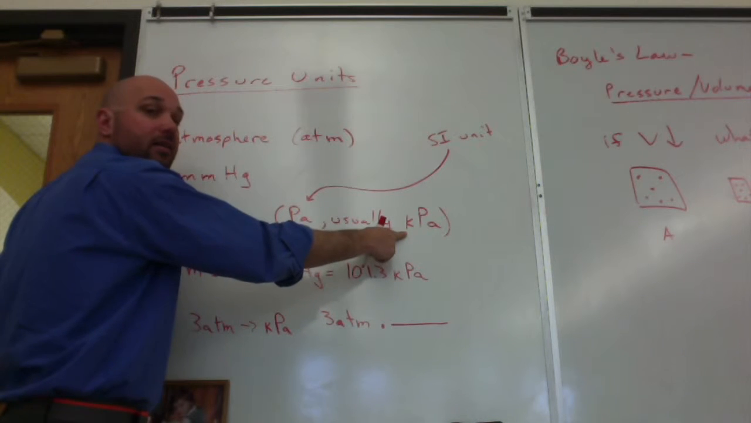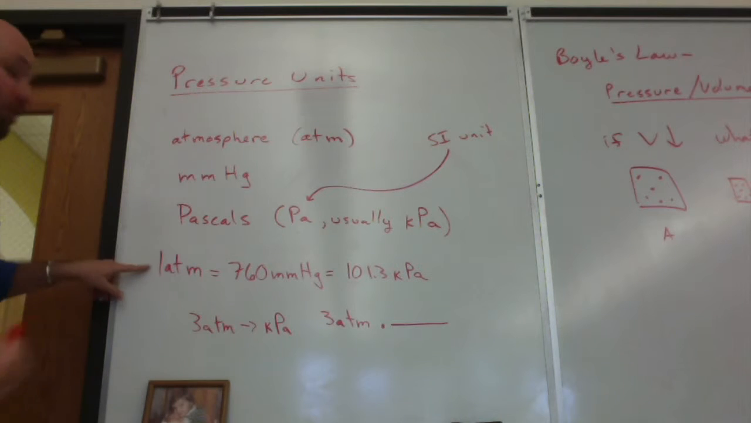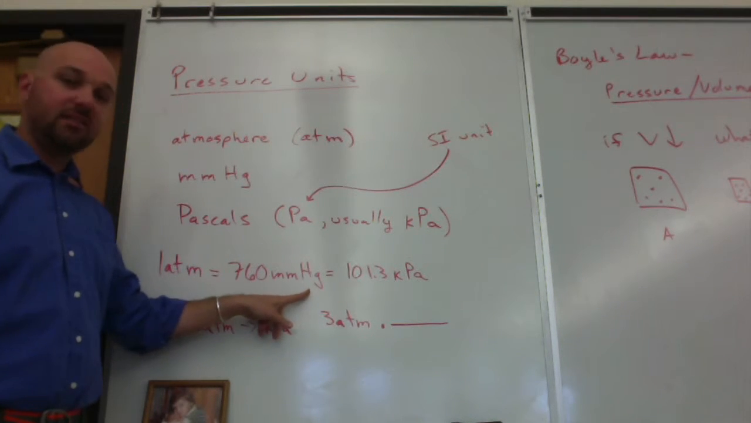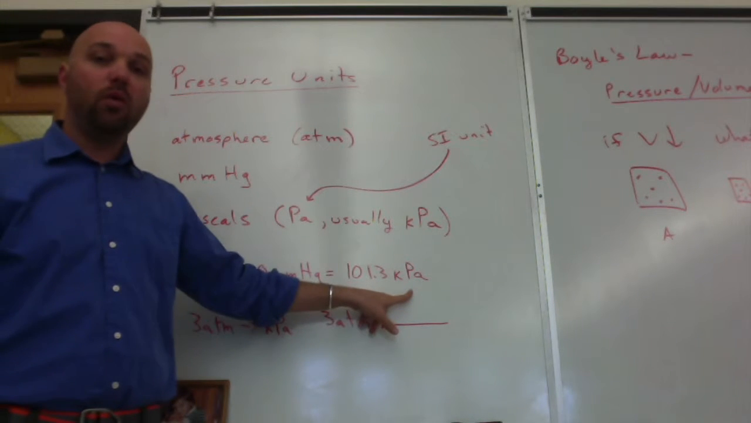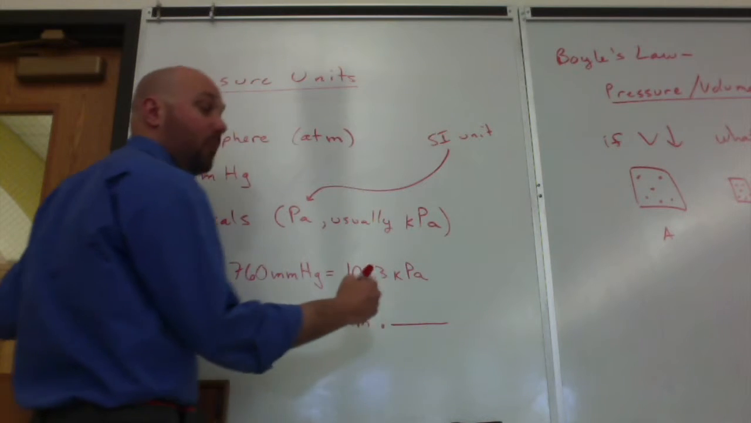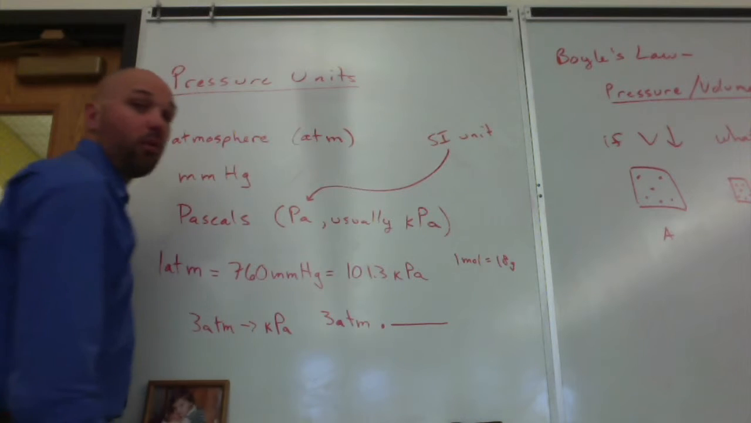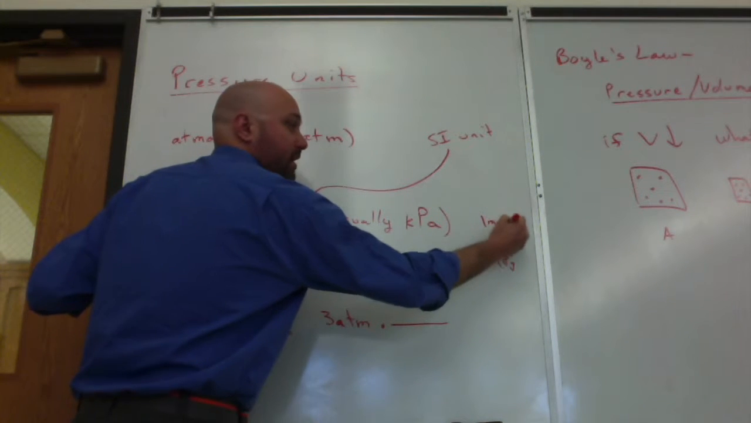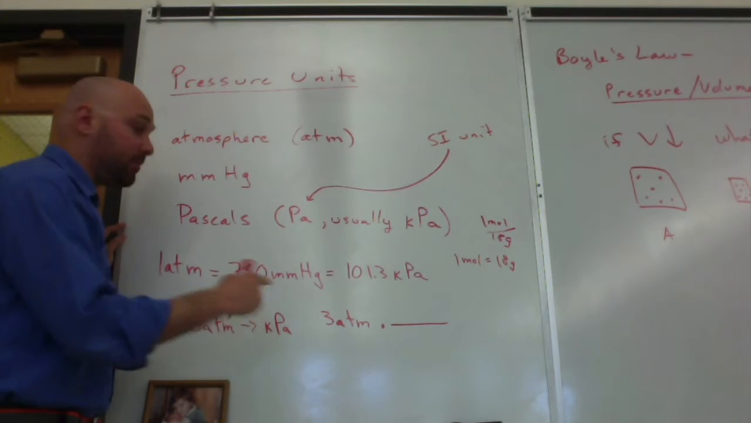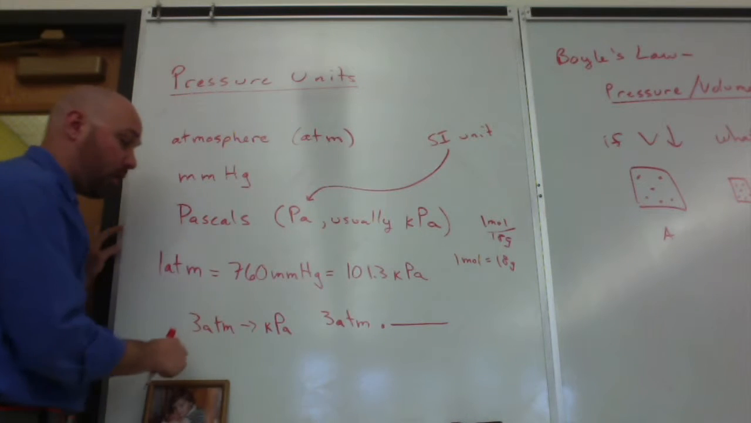So kind of like a kilometer, millimeter, it's going to be kilopascals. The relationship between the three is 1 atmosphere equals 760 millimeters of mercury equals 101.3 kilopascals. Just like in molar mass, where you had 1 mole equals 18 grams for water, one went on top, the other went on the bottom, depending upon what we needed. Same thing's going to be done here. All three of these are equal. Any one can go on top, any one can go on the bottom.